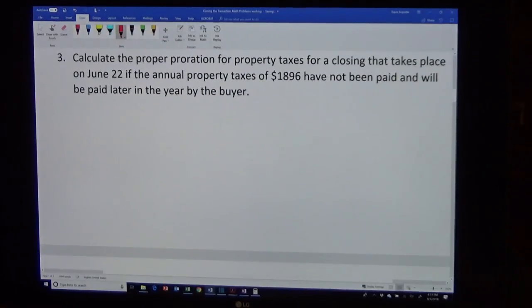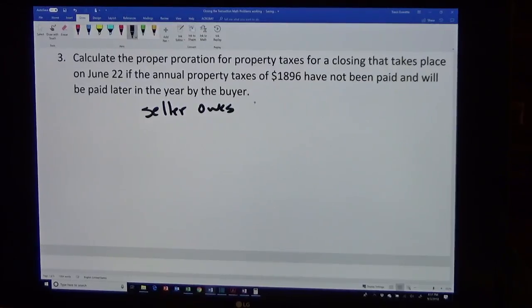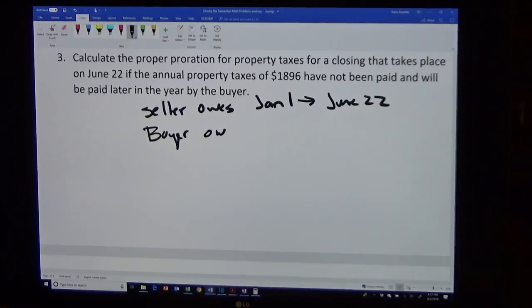Okay. Number three. Calculate the proper proration for property taxes for a closing that takes place on June 22nd if the annual property taxes of $1,896 have not been paid and will be paid later in the year by the buyer. So we're going to write our same statements again. Seller owes, and they owe from January 1 through June 22nd. And then, of course, the buyer owes, and they owe from June 23rd, because they pick up where the seller leaves off, through December 30th.